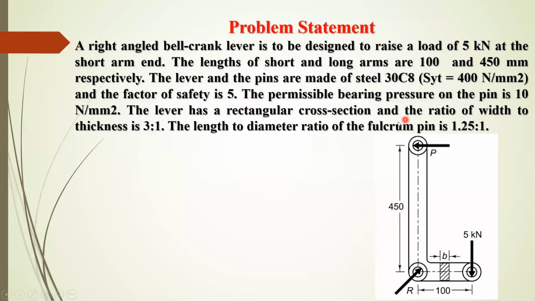The lever has a rectangular cross section. The cross section of the lever is rectangular, you can see here, and the ratio of width to thickness is 3:1. Width is this, and B is the thickness.